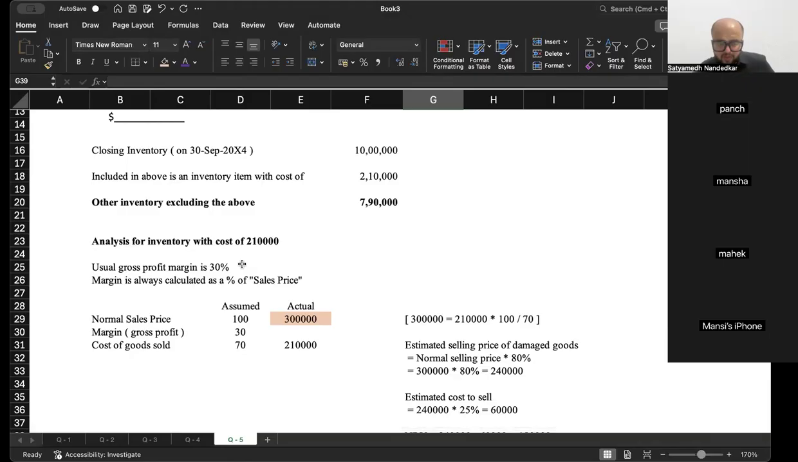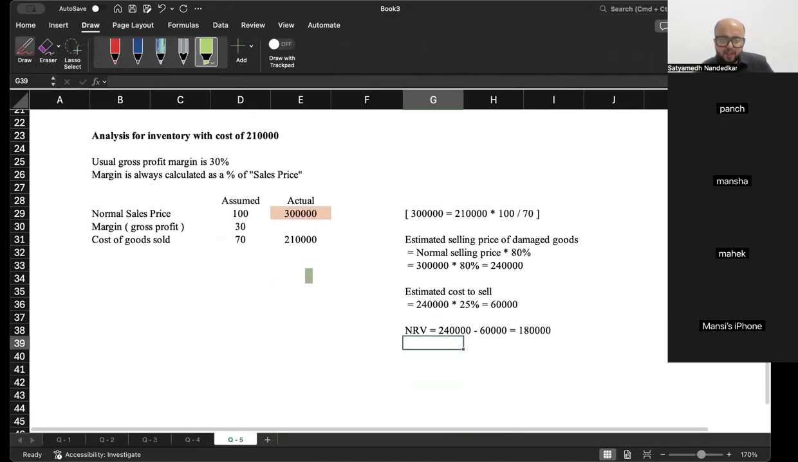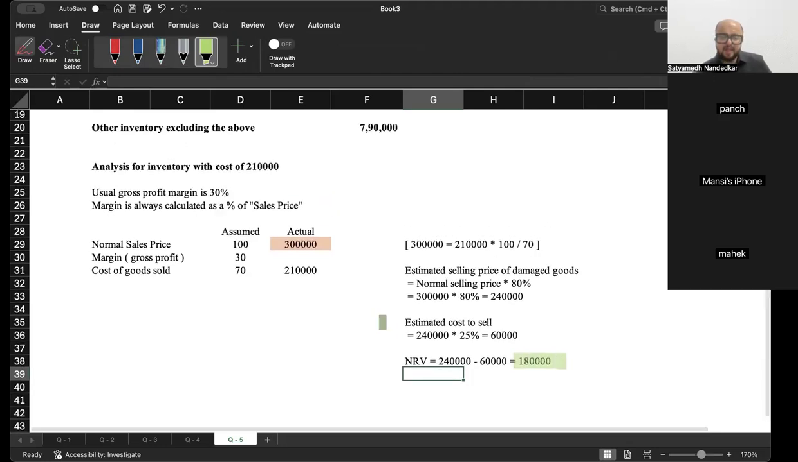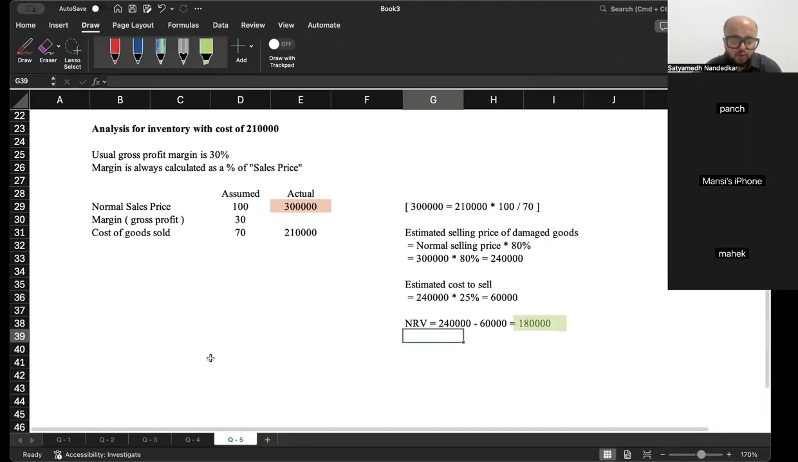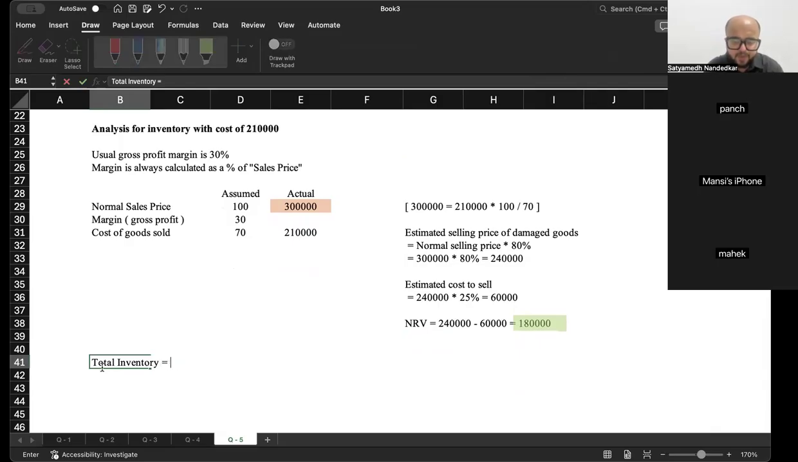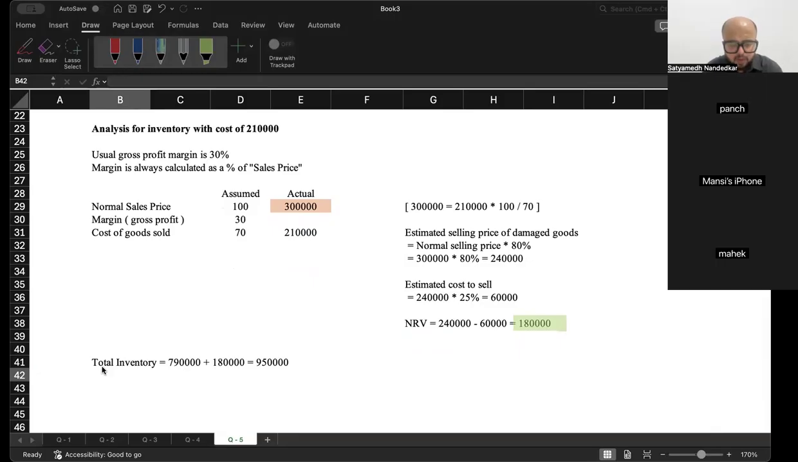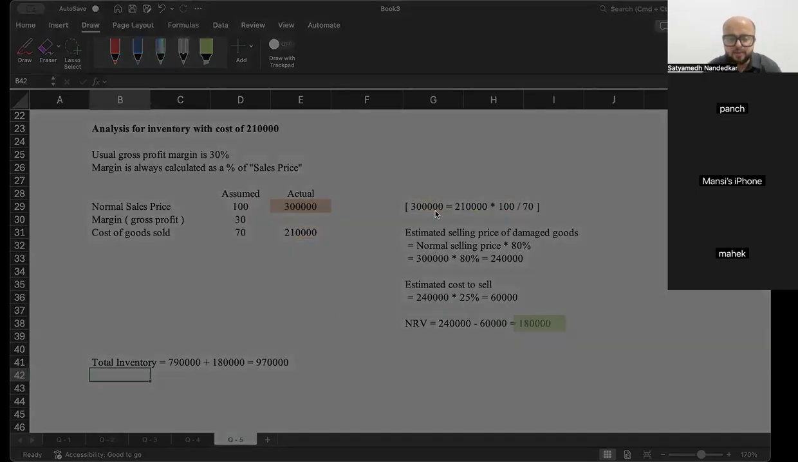So this inventory worth 2,10,000 will be valued at what? Inventory of 2,10,000 will be valued at 1,80,000, and other inventory is already 7,90,000. So my total inventory will be 7,90,000 plus 1,80,000, that is 9,70,000. I think it will be 70. Yeah. So this is 9,70,000.